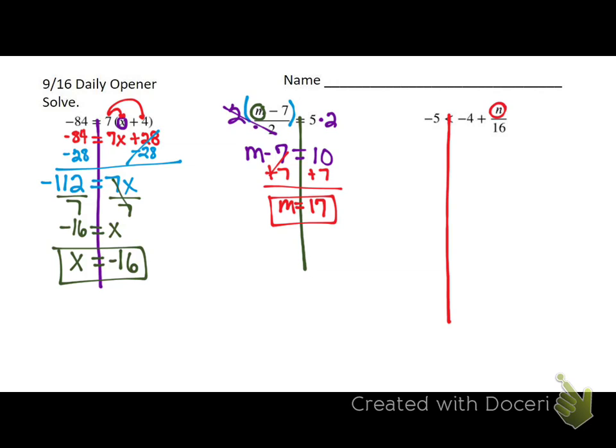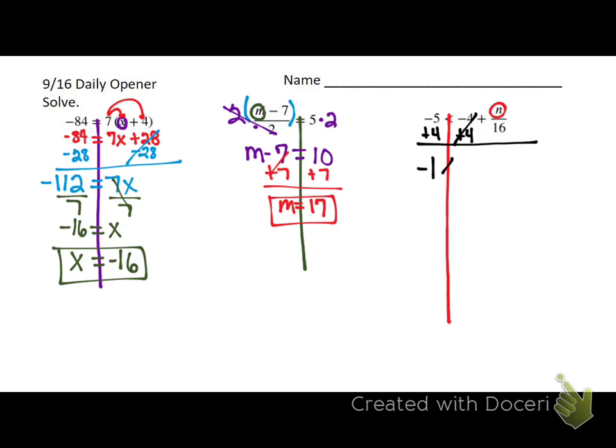Okay. Can I distribute? Nope. Can I combine like terms? Nope. So what do I do next? What do I get rid of first, Riley? Remember, I'm trying to get the variable by itself. So what am I going to get rid of first on the side with the variable? Yeah, negative 4. So how do I get rid of that negative 4? Add it. Okay, negative 5 plus 4.